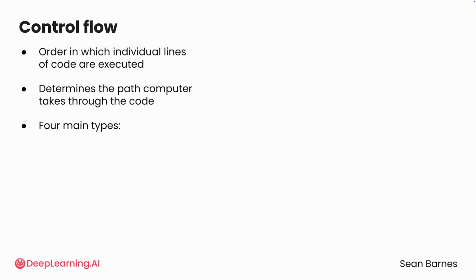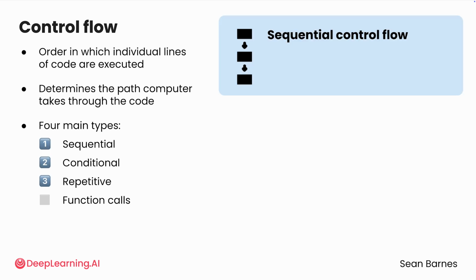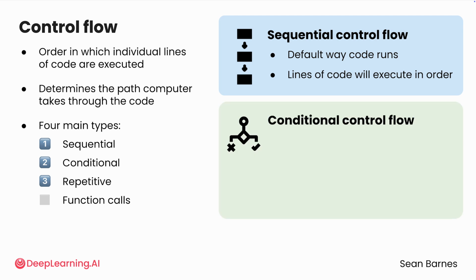There are four main types of control flow: sequential, conditional, repetitive, and function calls. You'll learn more about function calls at a later point, so this lesson focuses on the first three for now. You've already seen sequential control flow in the code you've created so far. It's the default way code runs. Unless you introduce some of the control structures you'll learn about in this lesson, your lines of code will execute in order.